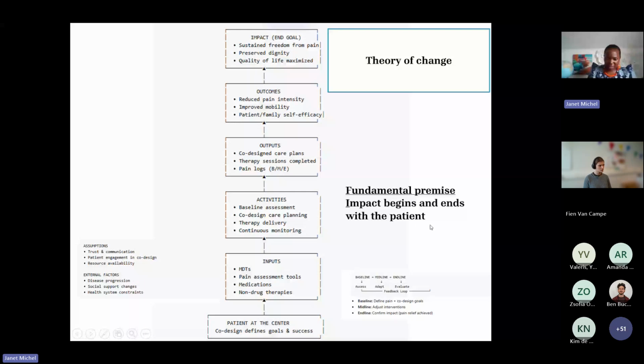At design stage, you can also have the theory of change presented this way, but the assumptions are so important, and you must also take into account other external factors, the disease progression, for example, and you need to revisit the theory of change, for example, if the social support changes. So these are things that mean the theory of change has to be revisited regularly, and not just designed once and put aside.